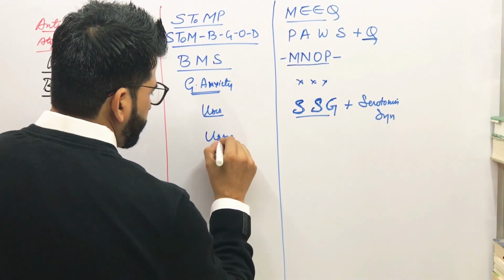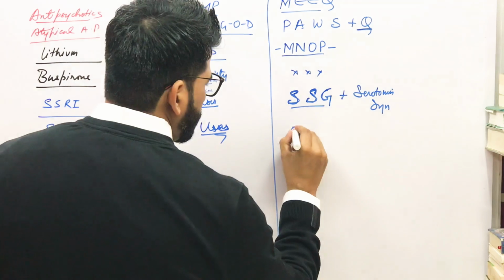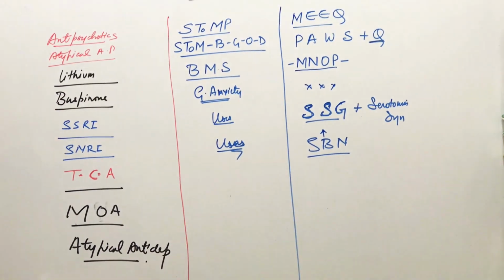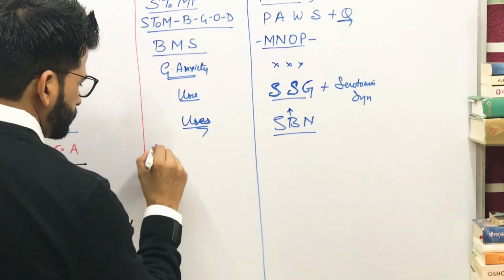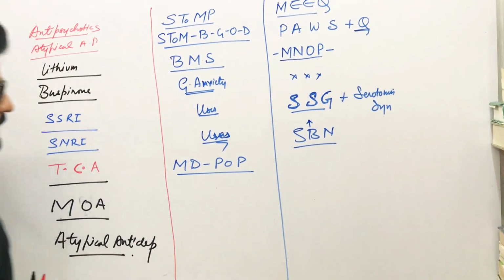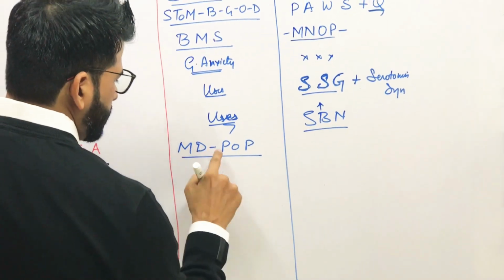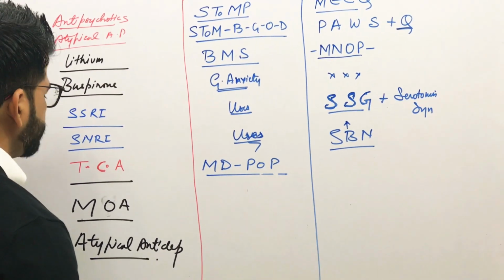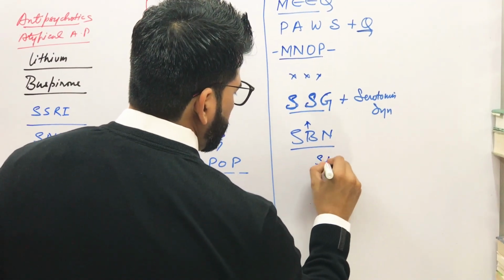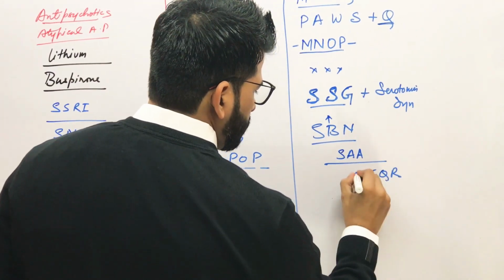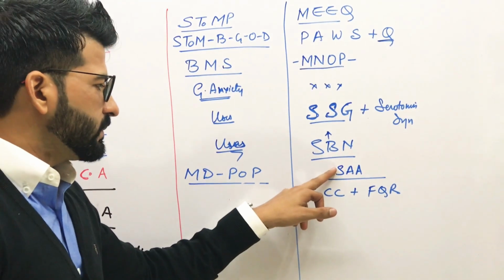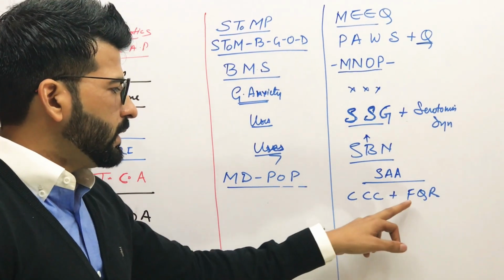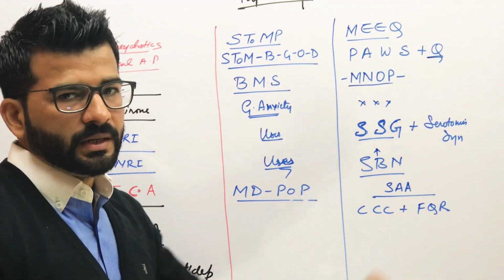SNRI uses, its list I have already given in the previous video. SNRI can cause SBN, that is, it can cause sedation, increase in blood pressure, and nausea. Tricyclic antidepressants are used for migraine, depression, peripheral neuropathy, diabetic peripheral neuropathy, OCD, and chronic pain. Now, side effects will include sedation, anti-muscarinic side effects, anti-adrenergic side effects, plus it can cause coma, convulsion and cardiac depression. FQR: it can cause fever, QT prolongation and respiratory depression.